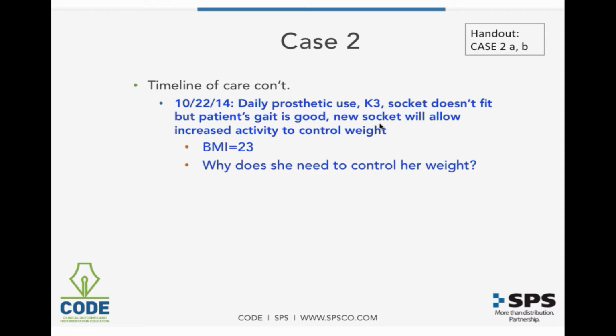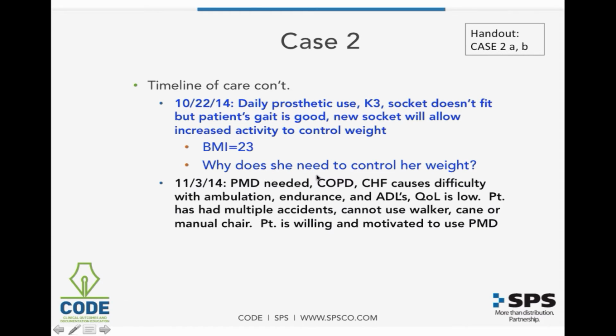But the other thing that's wrong with this, or bad about this documentation, is the justification for the new socket. It will allow increased activity to control weight. Well, her BMI, according to her doctor's notes, is 23. She's well within the range of normal. She doesn't need to control her weight. I mean, we all need to control our weight, right? But weight isn't an issue for her. If you knew from the doctor's notes that her BMI was this low, you wouldn't choose that particular justification for a new socket. Right? So there's another place where it was off base from what the doctor was saying.